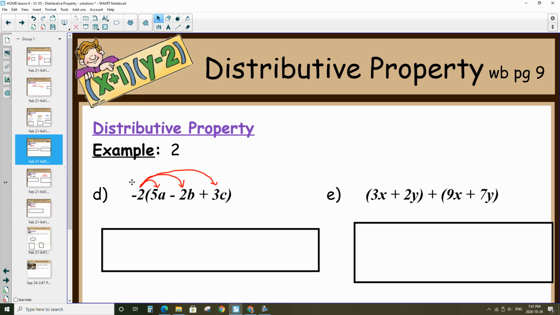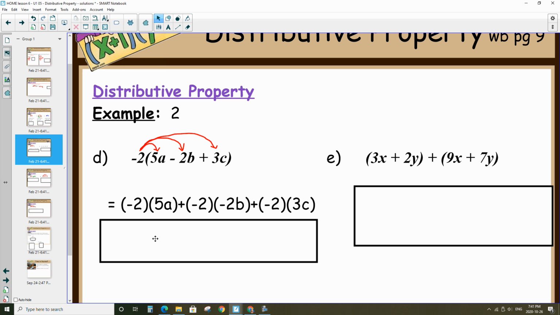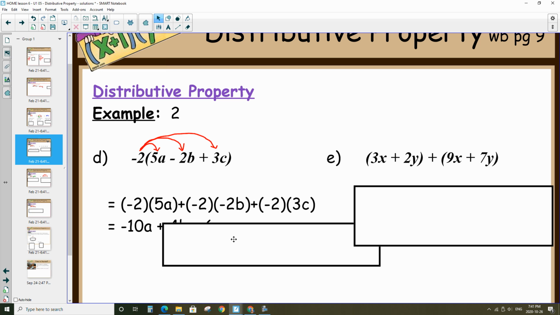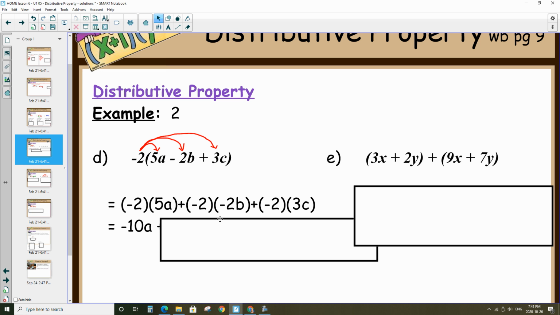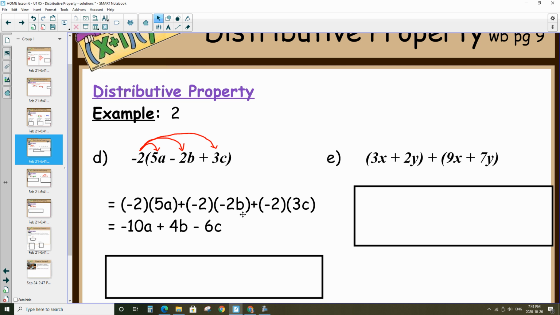Example D. Now we're multiplying a monomial by a trinomial. So the negative 2 will get multiplied by every single term inside that bracket in the same way as I did in the previous few examples. So there's our 3 terms. Negative 2 times 5a is negative 10a. Negative 2 times negative 2b is positive 4b. And then negative 2 times 3c is negative 6c. I could have had another step in here. It could have said plus negative 6c, but that plus and negative will just make one subtract sign.